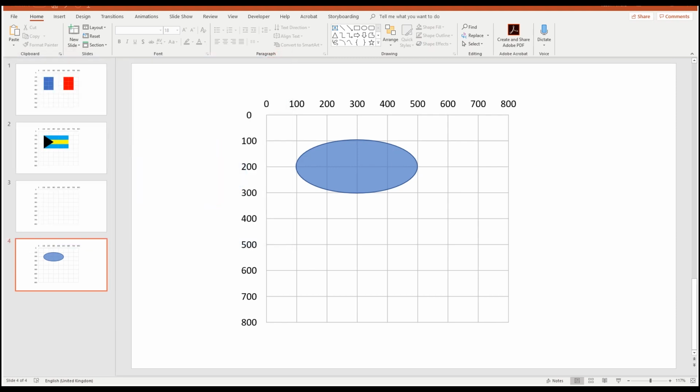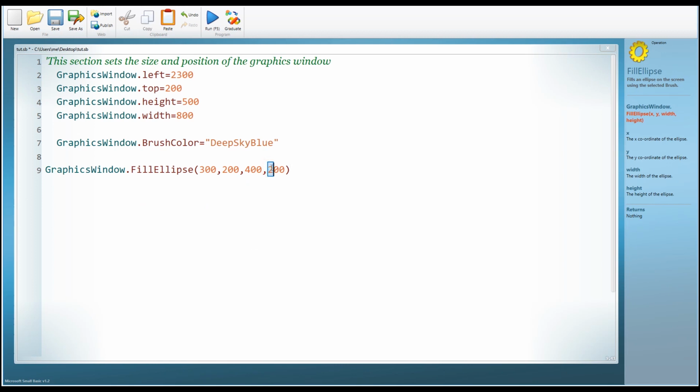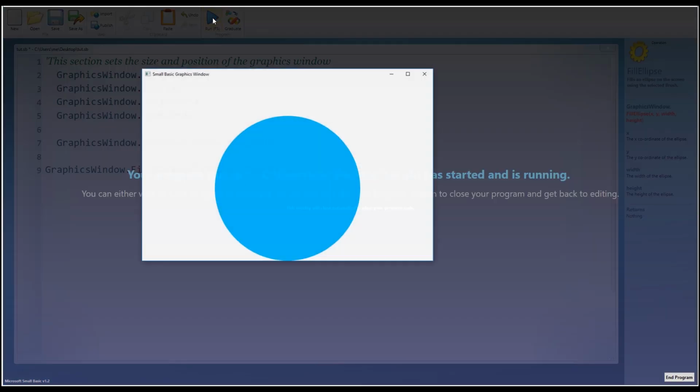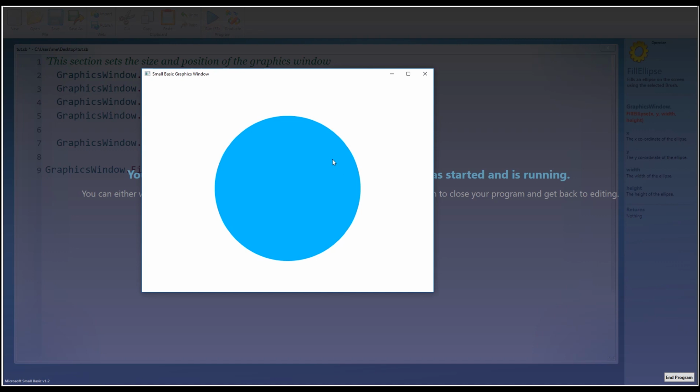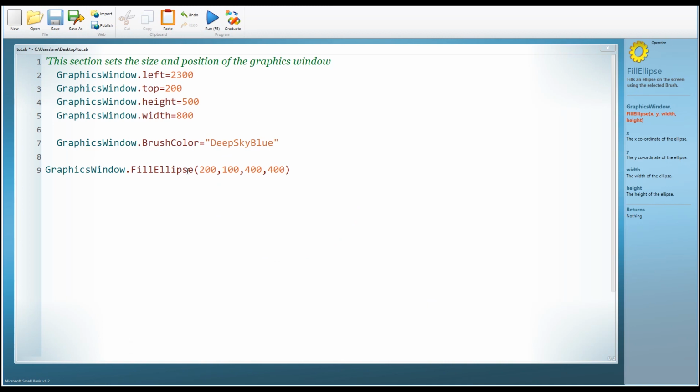If I was to change this number here to 400, so now what I'm getting is 400 on the X and 400 on the Y. And I'm just going to bring this up a little bit, 200, 100, so it's slightly higher. Then you can see that what I'm getting is a perfect circle, because the width and the height are exactly the same. So that's all you need to do as far as an ellipse is concerned.